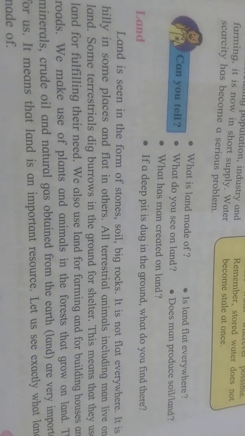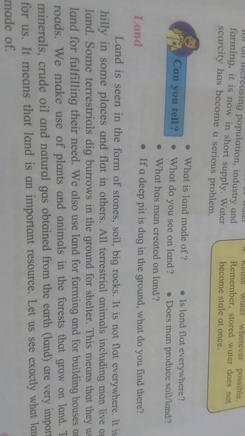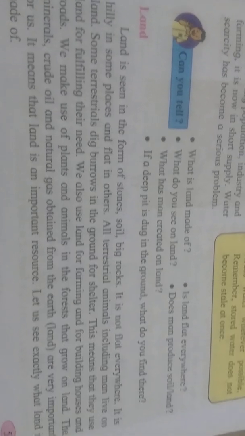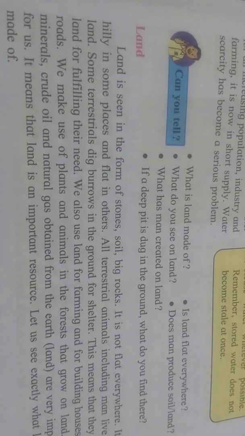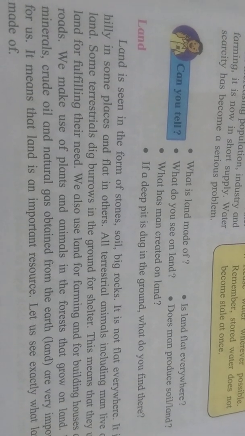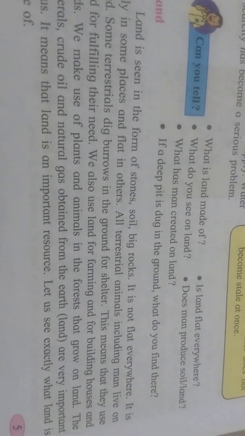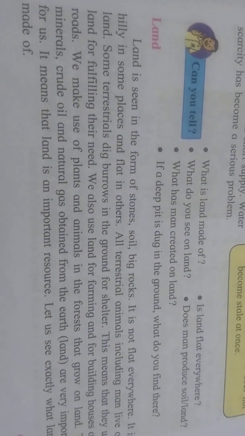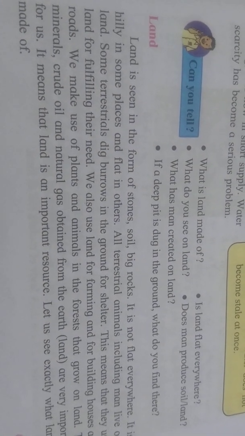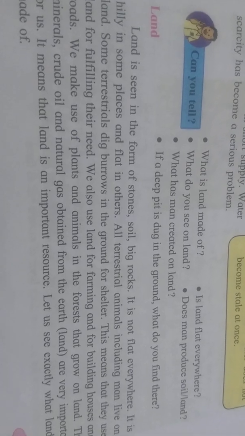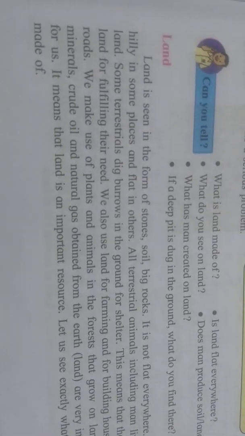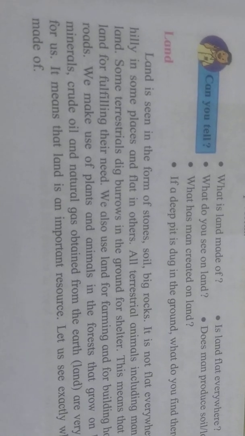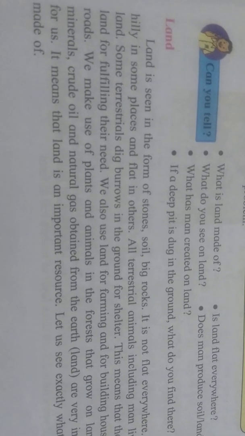We also use land for farming and for building houses and roads. We make use of plants and animals in the forest that grow on the land. The minerals, crude oil and natural gas obtained from the earth, that is from the land only, are very important for us. It means that land is an important resource.